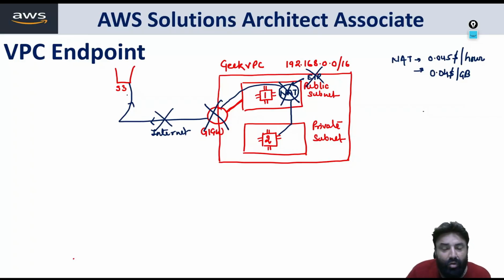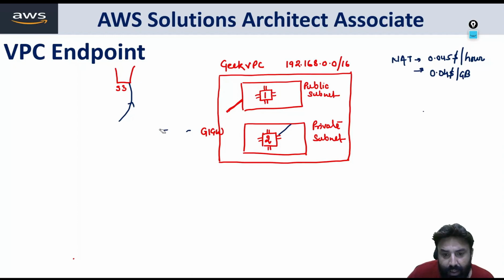Now, when these need to be discarded, there comes a service called VPC endpoint. If the NAT gateway is not required, let's remove that. If the elastic IP is not required, let's remove that. If the internet is not required, let's remove that. Then what is required? Our private connectivity. So let's remove all those things.